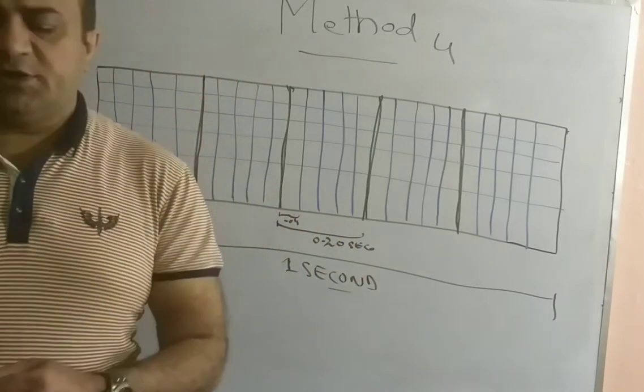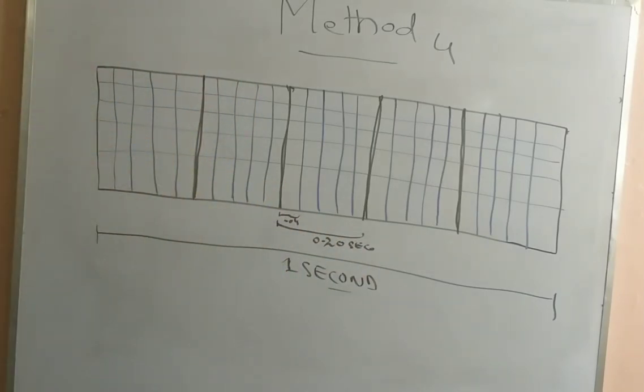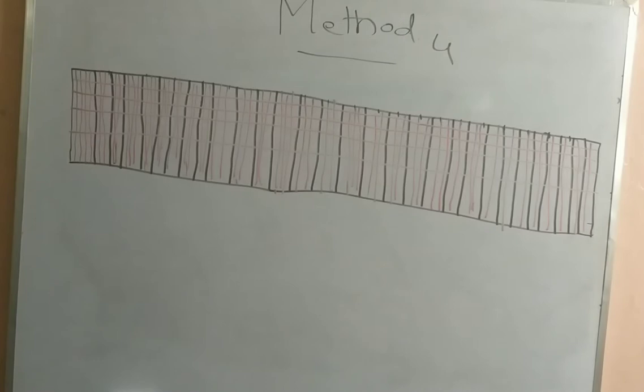So duration of one small box is 0.04 second. Duration of one large box is 0.20 second. And duration of 5 large boxes is 1 second. But the story doesn't end here. We are to know the duration of 30 large boxes. So I'll draw a diagram of 30 large boxes. So here I have drawn 30 large boxes.